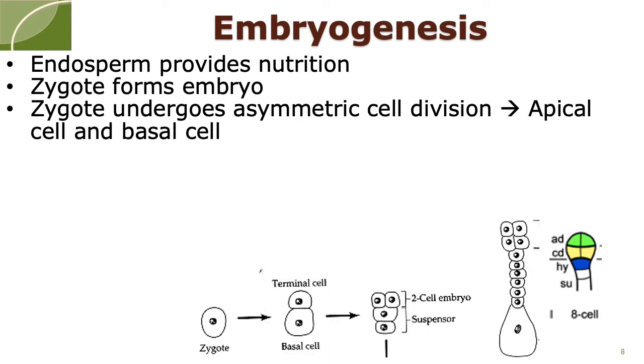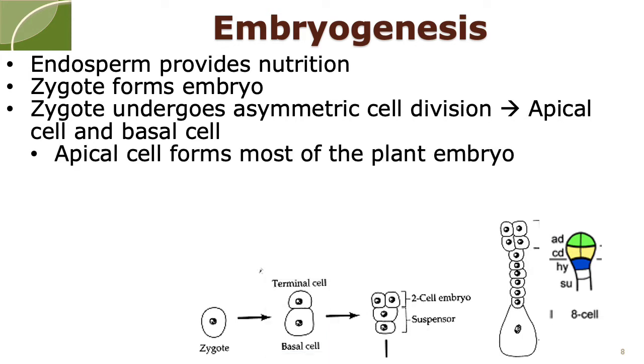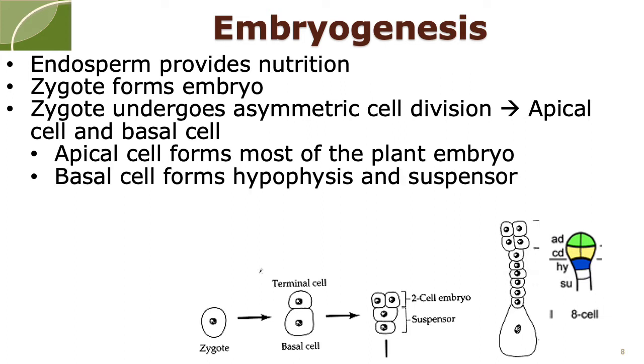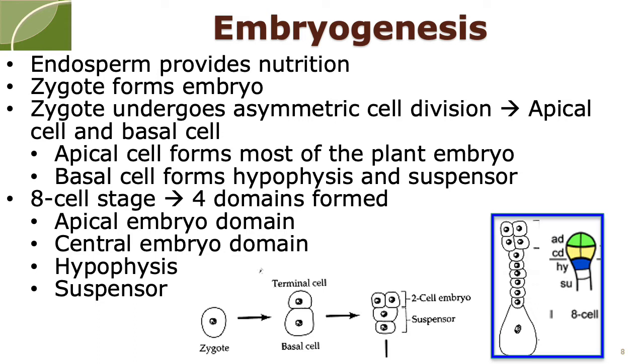The apical cell is the one that's going to form most of the plant embryo, while the basal cell forms the structures called the hypophysis and suspensor, and we'll see the roles of these parts in a bit. As the embryo undergoes cell division, here we have a 2-cell embryo along with a suspensor that's being formed, which ultimately is going to form the 8-cell stage.